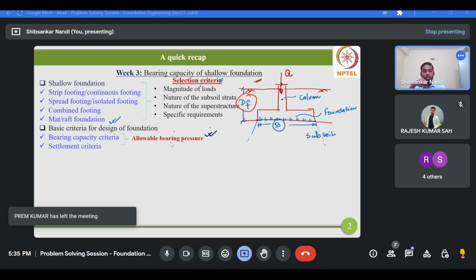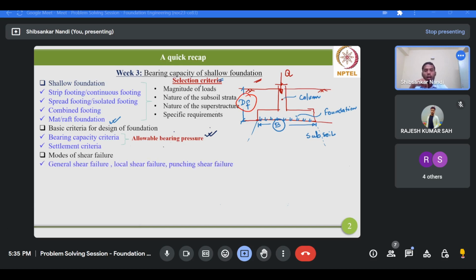Okay, next, to determine the bearing capacity, since there are two criteria, the first one is the bearing capacity criteria and the second one is the settlement criteria. So in today's session, we'll mostly discuss the bearing capacity criteria, and accordingly we'll solve a couple of problems.